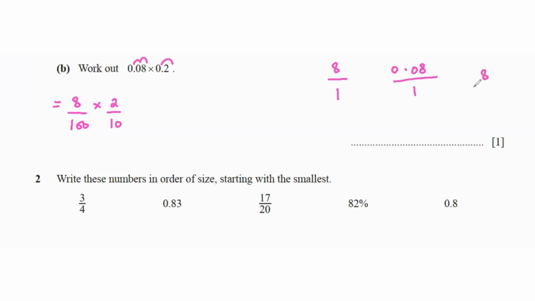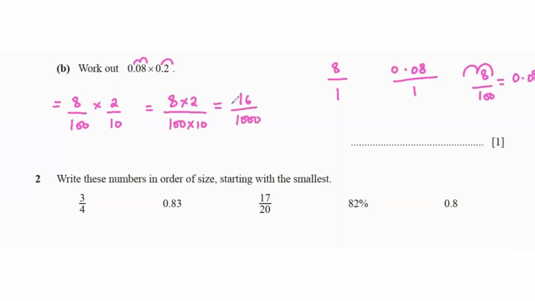Why? Because if it was 8 over 100, and if you were supposed to convert it into a decimal, it would be 0.08. So basically, you're going backwards. So that's why 0.2 became 2 over 10, because you move the decimal 1 place towards the right. Hence, we have a denominator of 10 for 2. So now we multiply the numerators and the denominators to each other, which is going to give us 16 over 1000.